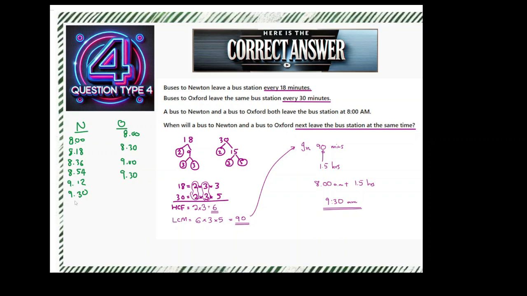Again, you can see clearly at 9:30, a bus to Newton and a bus to Oxford will leave the bus station at the same time. So like I said, you can do either way.